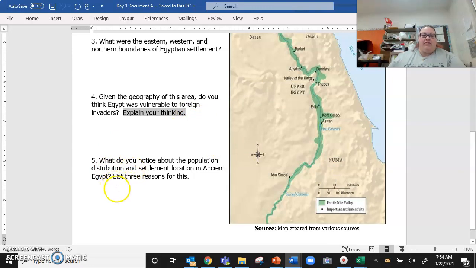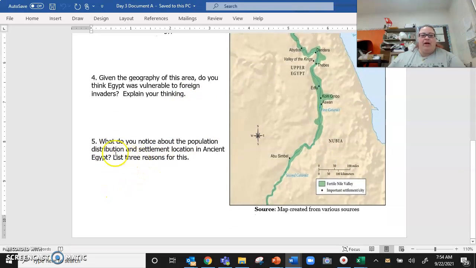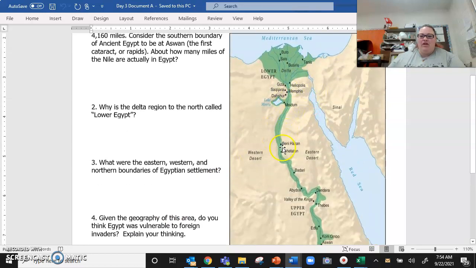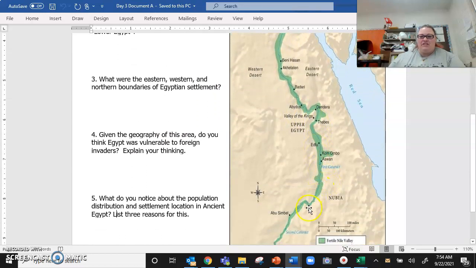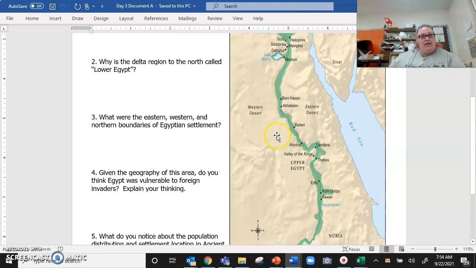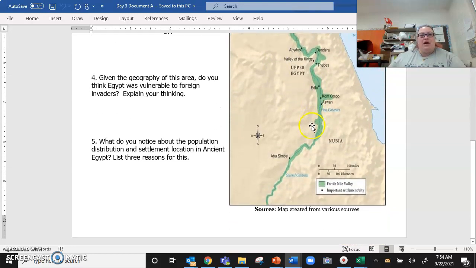And then number 5, what do you notice about the population distribution and settlement location in ancient Egypt? List 3 reasons for this. Where do we see all of the cities on this map? Where do we see all of the settlements? Exactly, they're all on the river. But why? Tell me 3 reasons why.